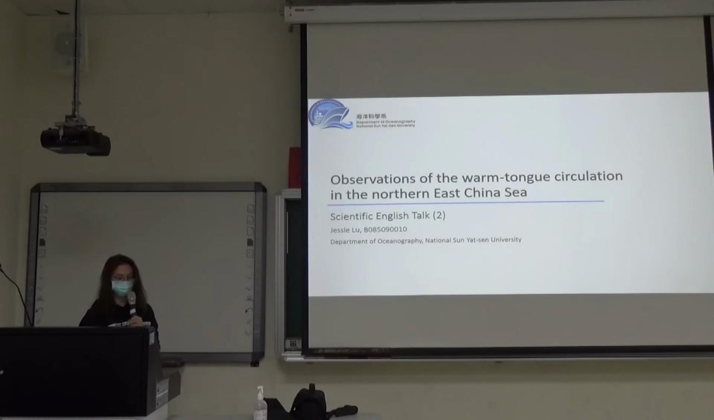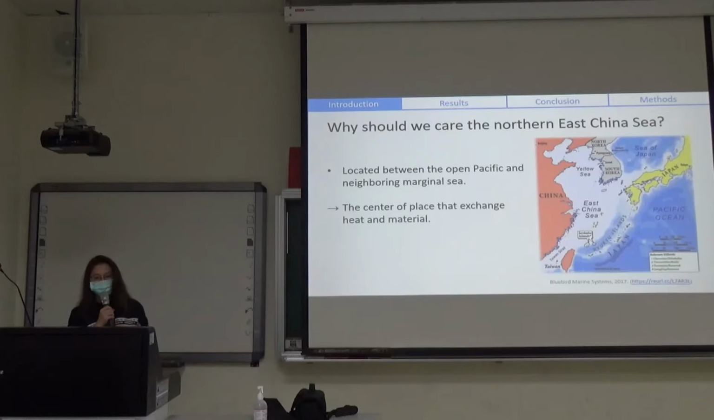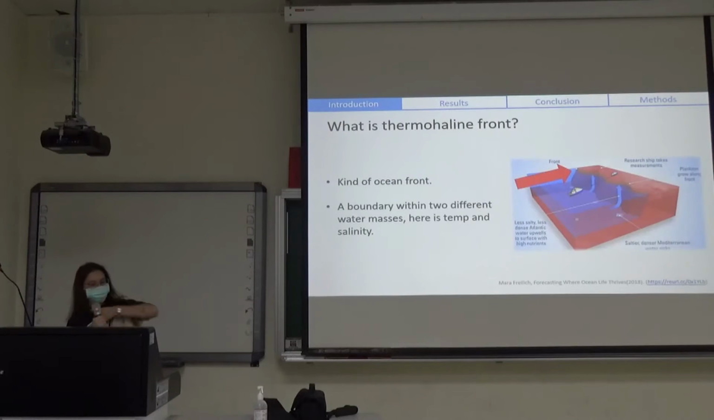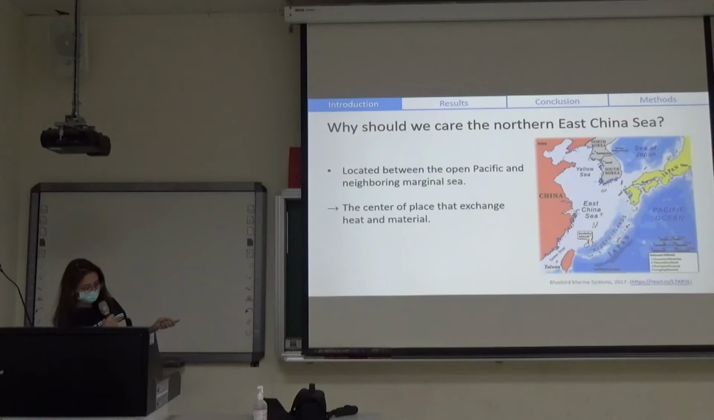So today I would like to talk about the topic of observation of the warm-tongue circulation in the northern East China Sea. So why should we care about the northern East China Sea? Because it's located between the open Pacific and the neighboring marginal seas, such as the Yellow Sea and the Korea coastal waters. So it's a center that exchanges heat and material by current.